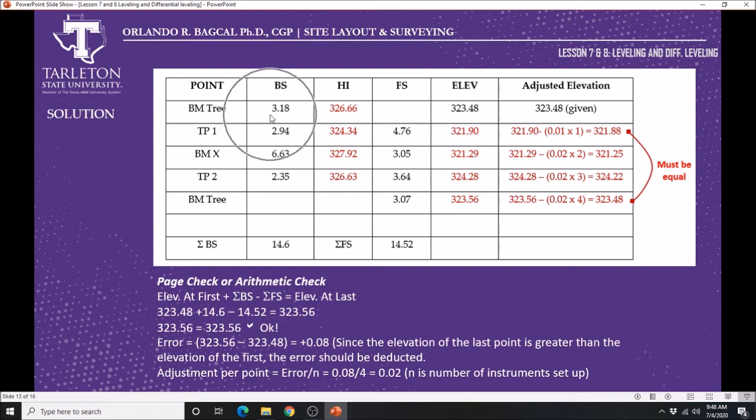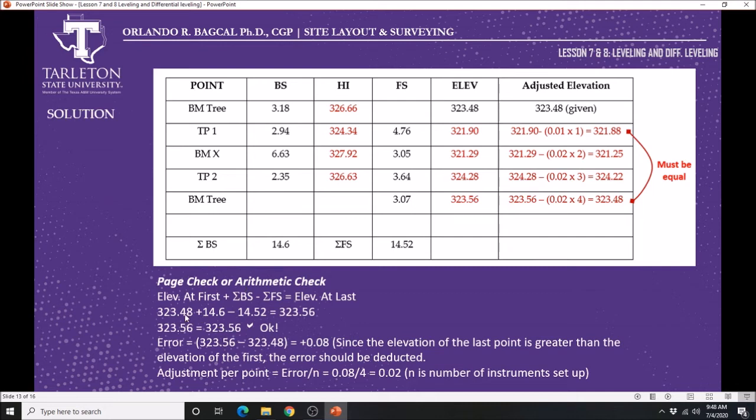Remember, for the first point, there is no foreside. The last point, there is no backside. You have your foreside. All right, so perform your calculation now. Elevation plus your backside equals the height of the instrument. The height of the instrument minus your foreside is equal to the elevations. And then you have to perform your page check.